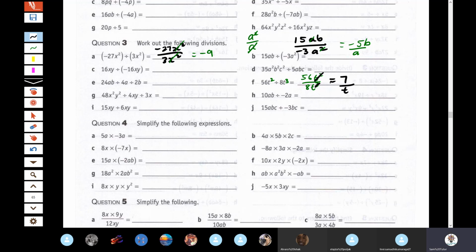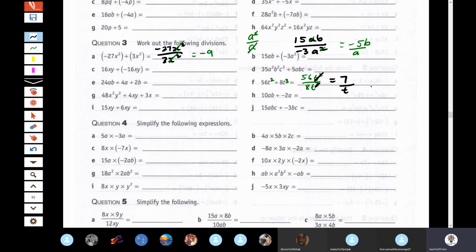Because the 3 was bigger than the 2. You can also think of it like that. 3 is bigger than the 2. So when you do 3 take away 2, you've got a 1 t left over at the bottom. Anyone confused about that? Because that's really, really important. That's probably the biggest mistake every student makes. Why is it 7 over t instead of just 7t? Yeah, good question. See, that's what I want you to ask.